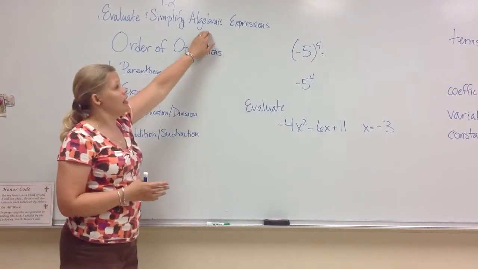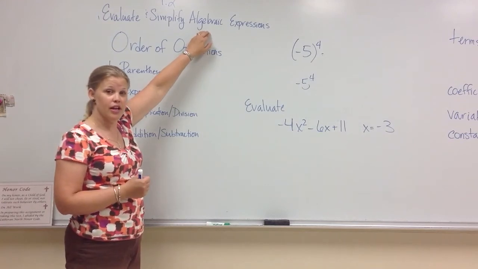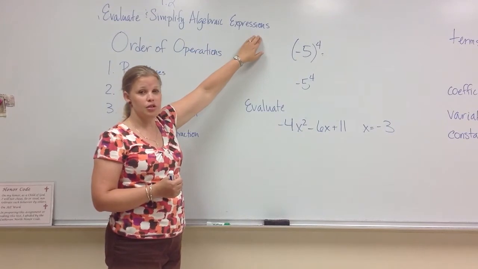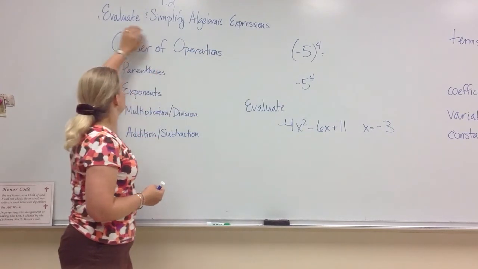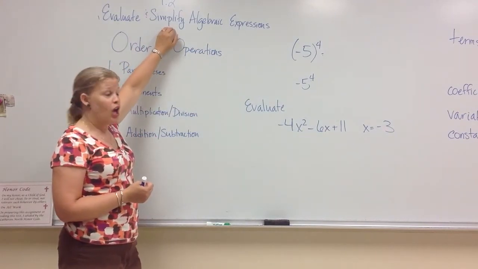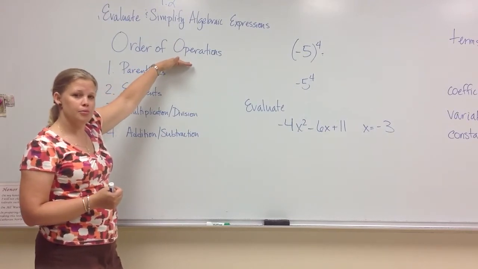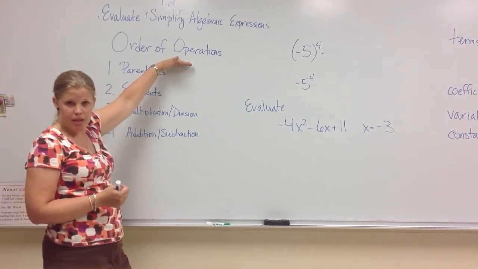Let's look at it. If it's algebra, it's going to have a letter in it. It's going to have a variable. In other words, expression just means we don't have an equal sign. For us to evaluate or simplify, you've got to remember order of operations. Hopefully that's kind of familiar to you, or you remember something about it.